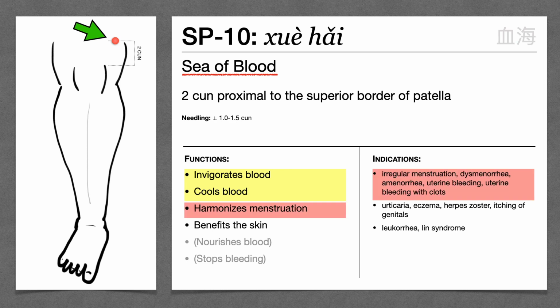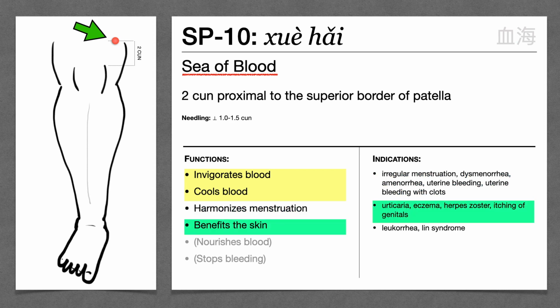Number 1 is gynecological disorders, so spleen 10 is good for any menstruation problem due to heat in the blood or blood stagnation, like excessive bleeding, bleeding with clots, painful menses, late menses, or amenorrhea. Number 2 is dermatological conditions due to heat in the blood: rash, itchy skin, eczema, itchy genitals. In fact, it's very common to combine spleen 10 with another point we learned for skin disorders, LI11.